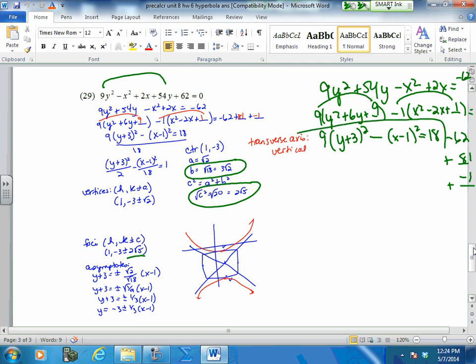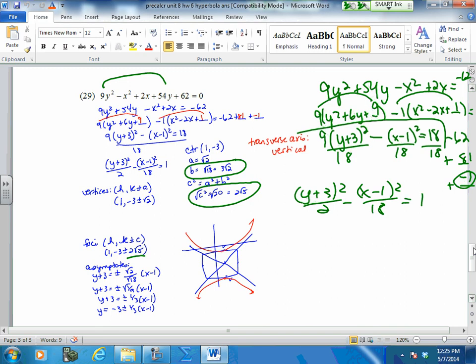Here we are, right here. Okay? Was it that negative 1 that threw you off? This guy? That catches everybody. Now, divide everybody by 18. So this is going to give you y plus 3 over 2 minus x minus 1 squared over 18 equals 1. And you can go from there.